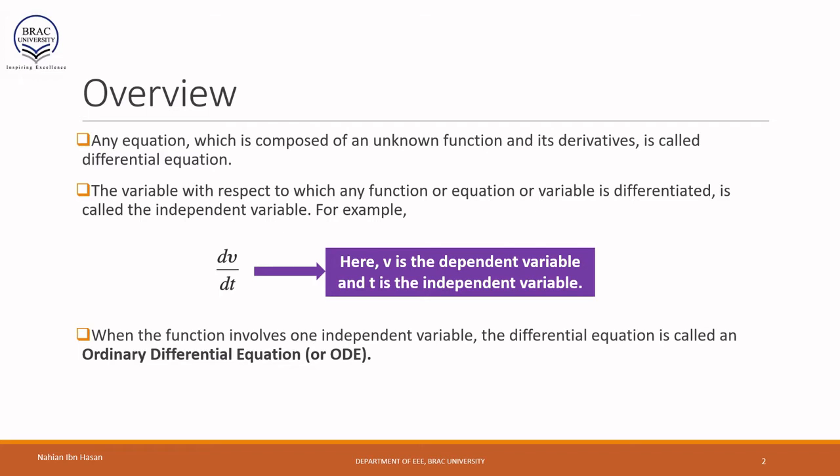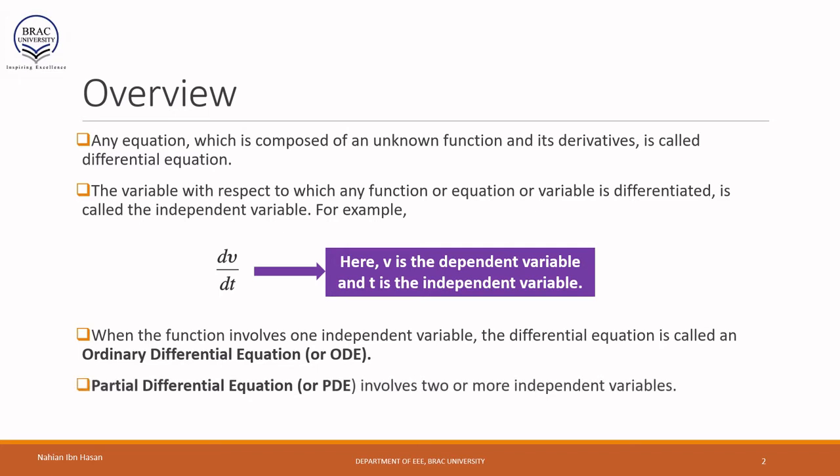In an ordinary differential equation we have only a single independent variable. But if we have more than one independent variable, let's say 2 or 3 or 4 or more, then we call that equation a partial differential equation, or a PDE. So that's the difference between ODE and PDE.